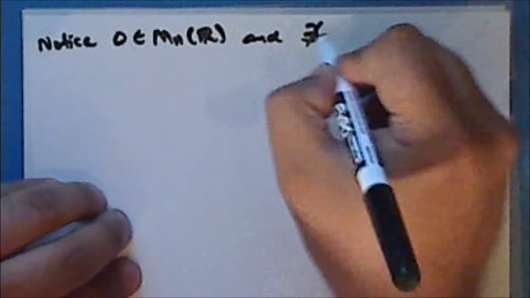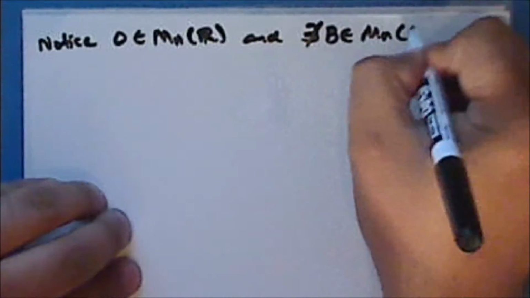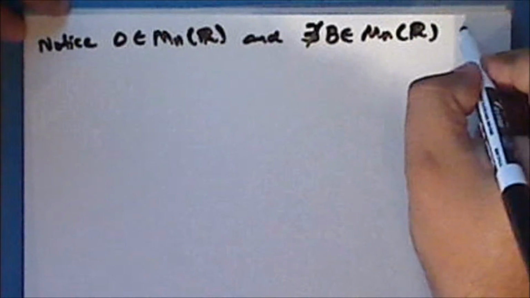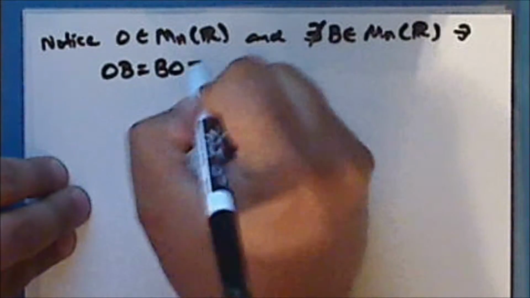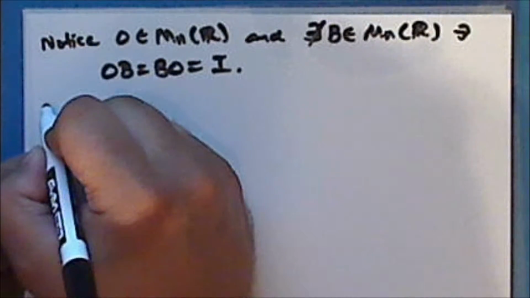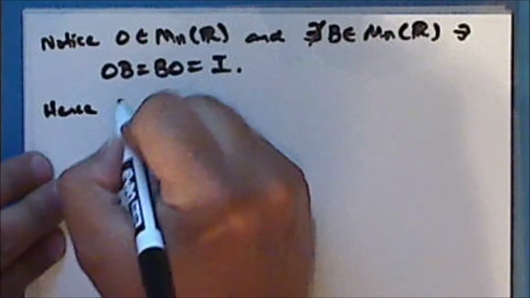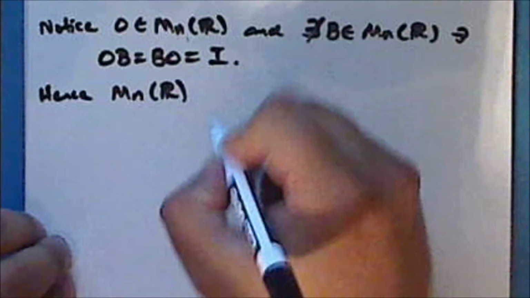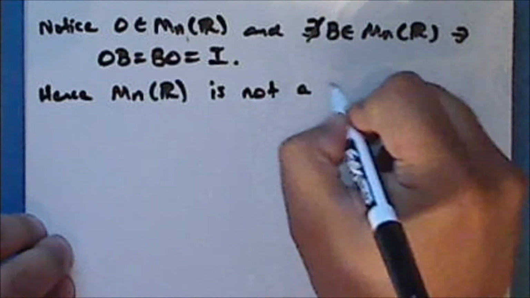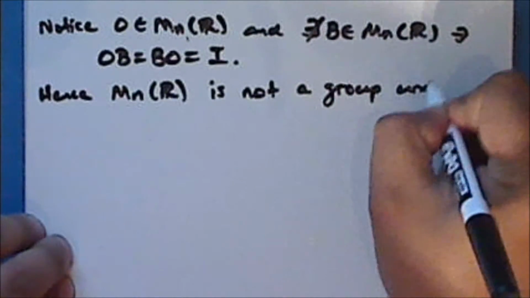Now notice that there is a 0, an n by n matrix with real entries, and there does not exist a matrix B in the set of square matrices of order n with real entries such that the product 0 times B is the same as B times 0, which is the identity, and hence the set of all square matrices of order n with real entries is not a group under matrix multiplication.